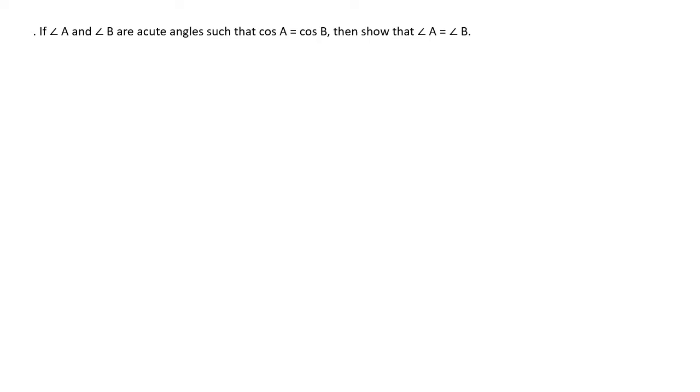Okay, children. So now we'll move on to the next question we have been discussing. The question here is: angle A and angle B are acute angles such that cos A equals cos B, then show that angle A equals angle B. Now I told you, in trigonometry we are dealing with right triangles. So if I am taking triangle ABC, then A and B are acute angles.